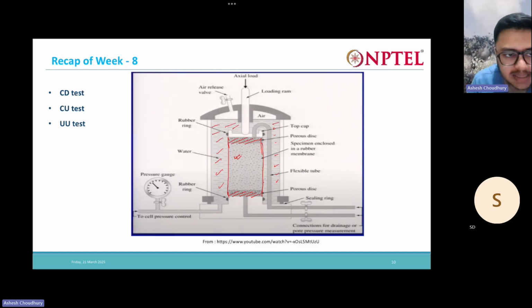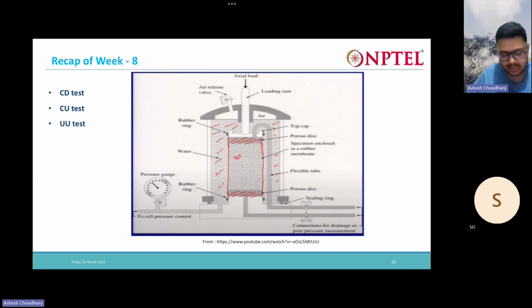And last is the CD test. Similarly, in the first stage, we apply the confining stress, open the drainage valve, and allow the consolidation to happen. Then when we apply the axial load in the shearing stage, at that time also we allow the drainage to happen. This load is also applied very slowly, so that no excess pore water pressures are developed.